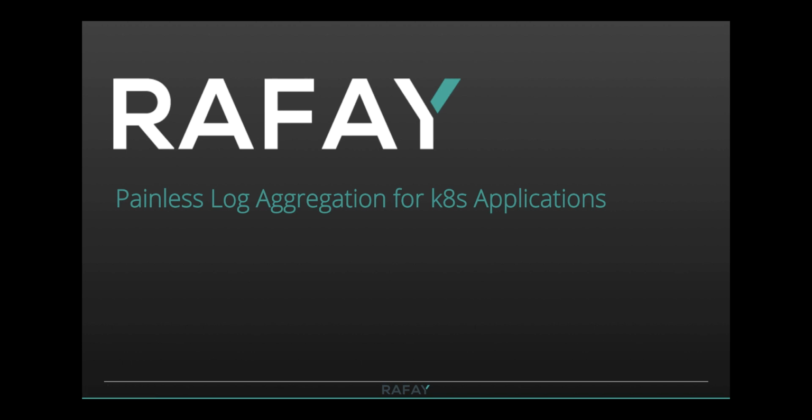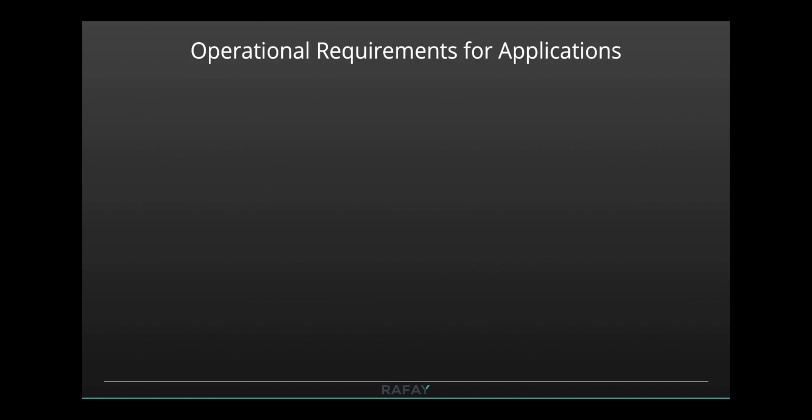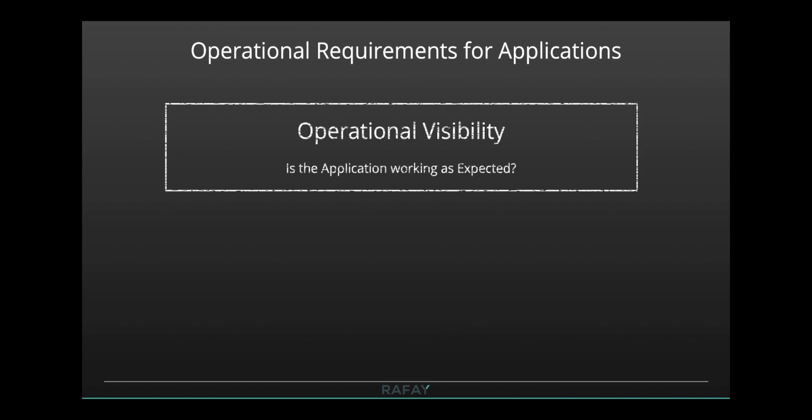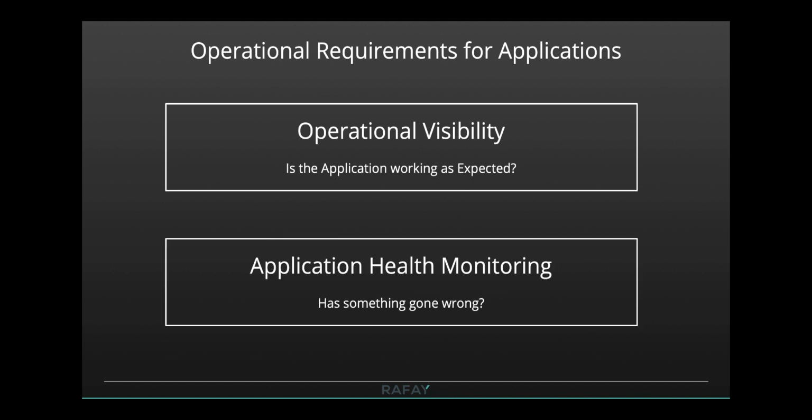In this video, we'll look at how Rafay can make log aggregation for Kubernetes applications painless. Timely access to application logs is critical for operational visibility, that is, to make sure whether the application is working as expected, and also for ongoing application health monitoring, that is, to make sure if something has gone wrong with the application. Application logs are typically the closest to the underlying issue and therefore can provide extremely rich context that will help the developer get to the bottom of the issue quickly.